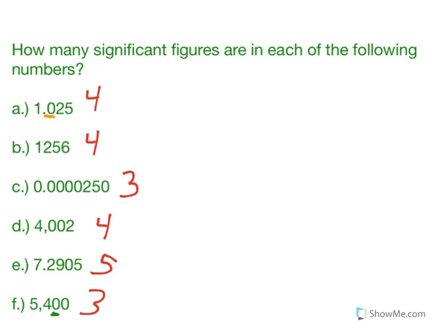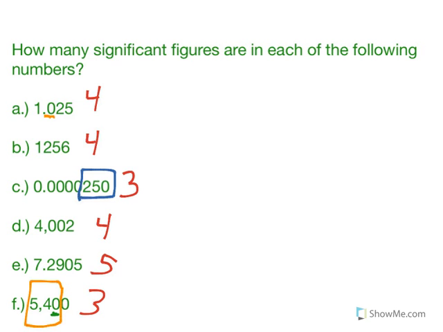C is where it gets a little bit tricky. You will see that it's got 3 because of the 0 to the right, which is significant, but those zeros to the left are not. So we only count the last 3 digits. D and E, the zeros are between, so they must be significant. And then in letter F, you will notice that the 0 is underlined, saying that is our last significant digit, and therefore we have 3.